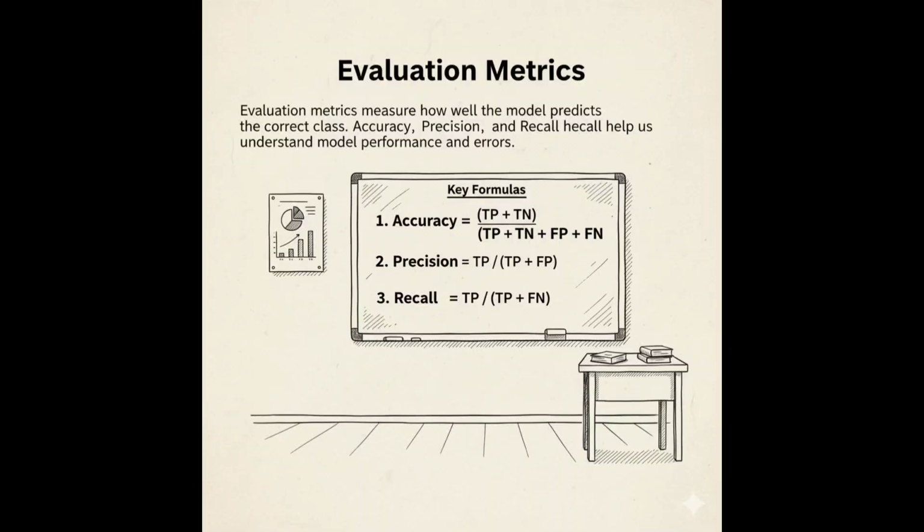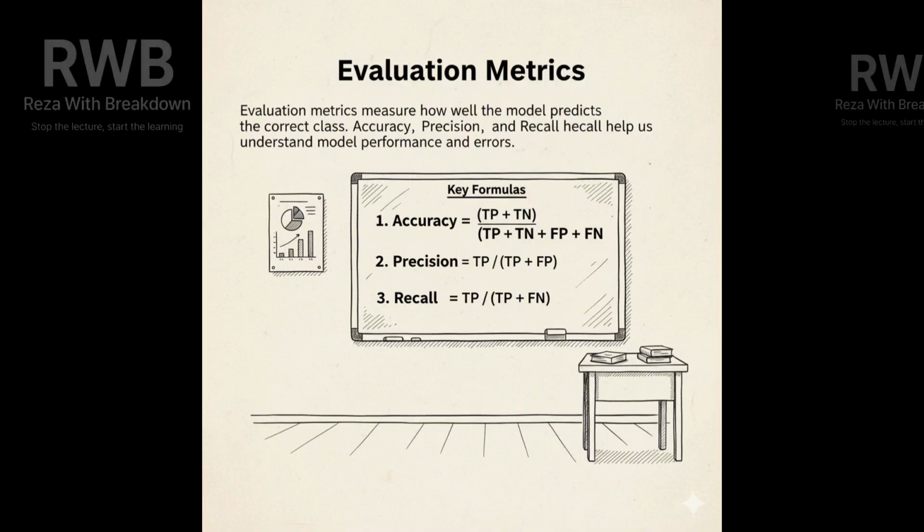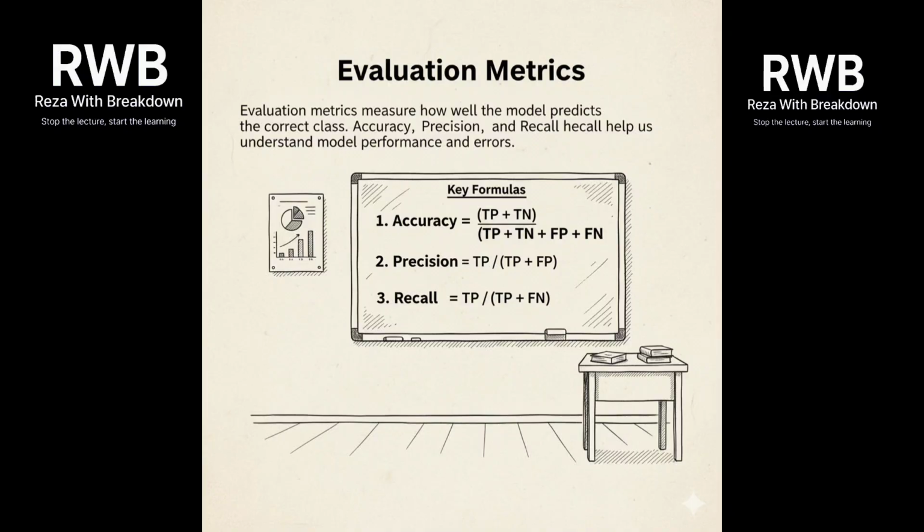Evaluation formulas. Accuracy equals TP plus TN divided by TP plus TN plus FP plus FN. Actually, divided by all outcomes. Precision is TP divided by this. Recall is TP divided by this. Okay.